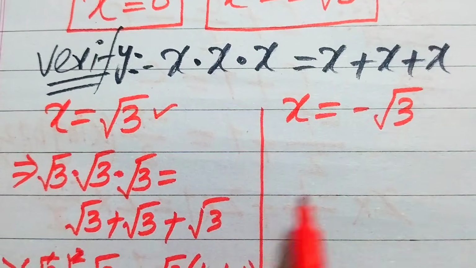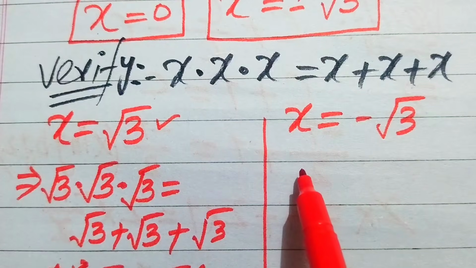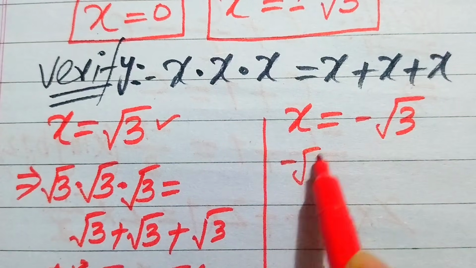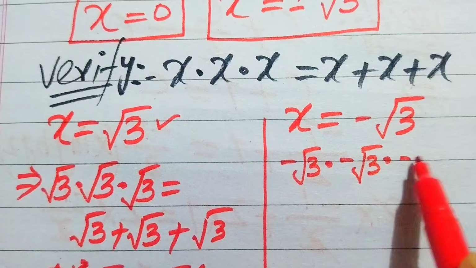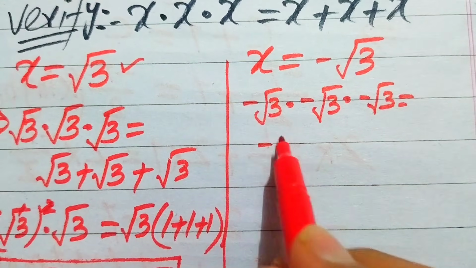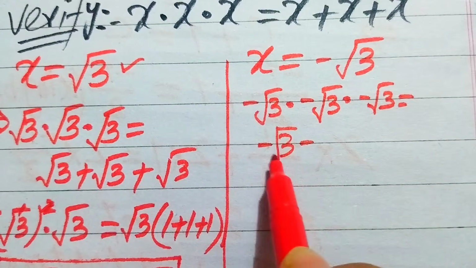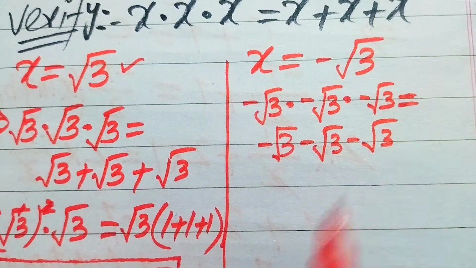And now in the same pattern we verify the second value of x. So we put this value of x on both of the sides, and this will be written as minus square root of 3 multiplied by minus square root of 3 multiplied by minus square root of 3 is equal to, here in the right hand side we add minus square root of 3 three times. So we write it in this way.